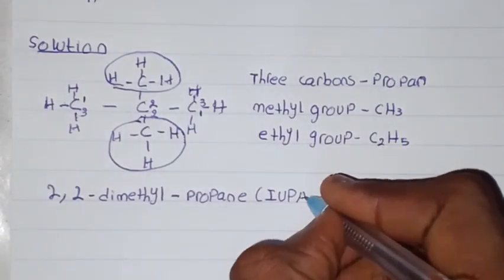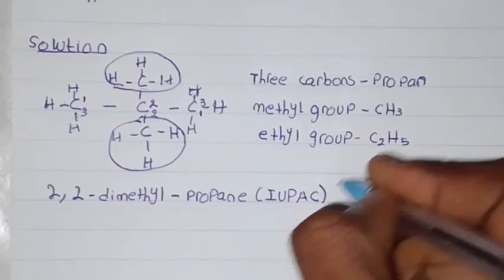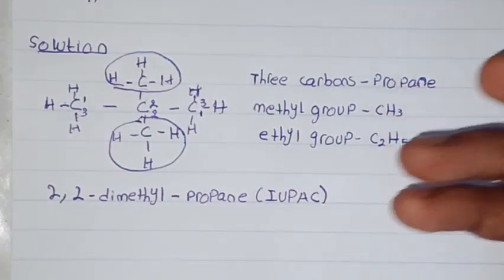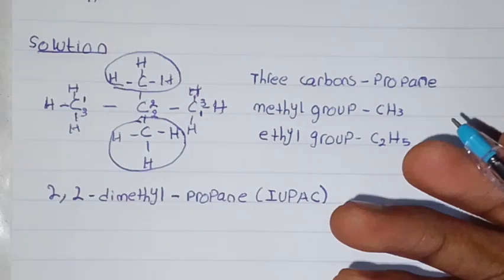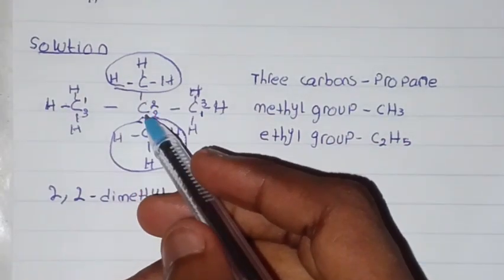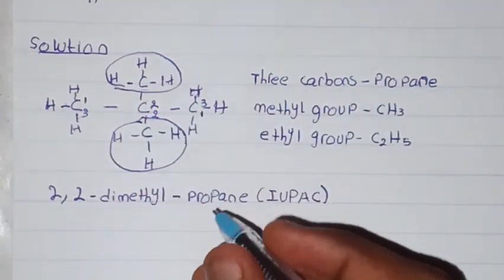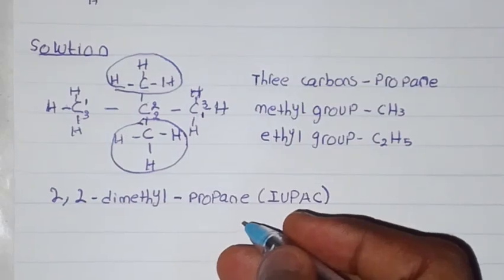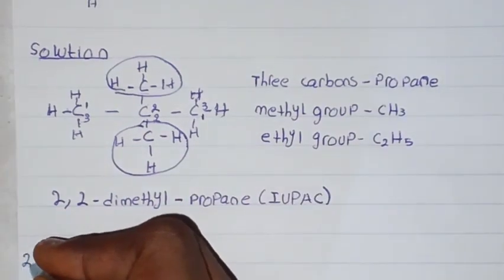right? So if we're dealing with other kinds of nomenclature, like the common system where we give it the trivial names and the common name, right? We can also call this neopentane, but that's one other system of naming. Let's go to question 2.